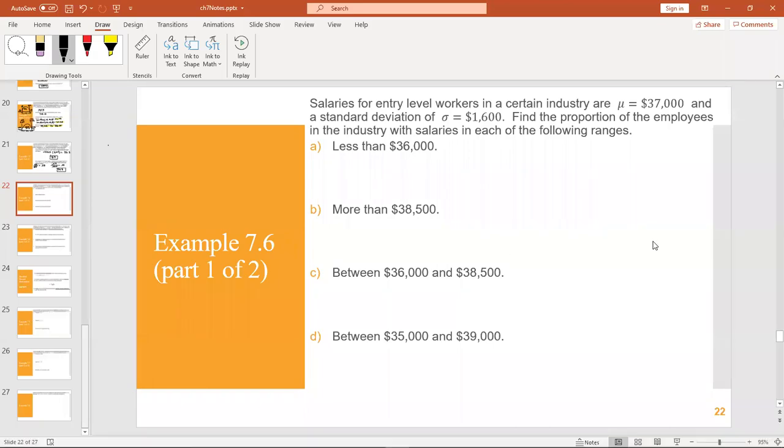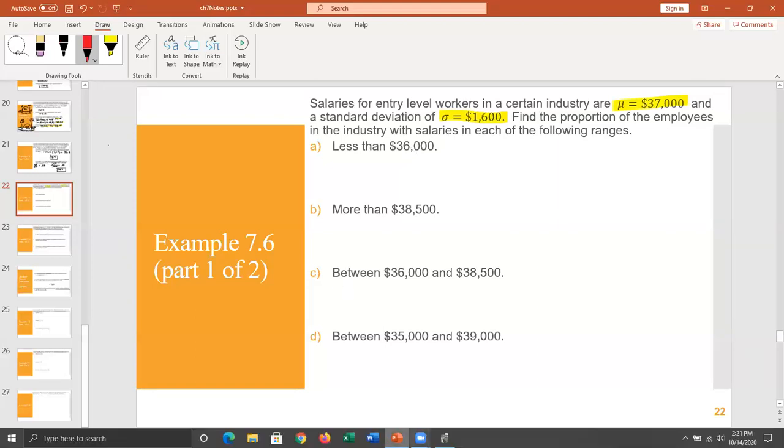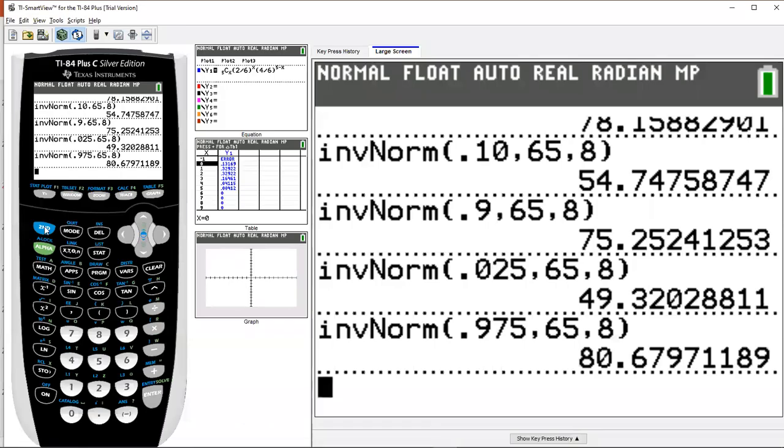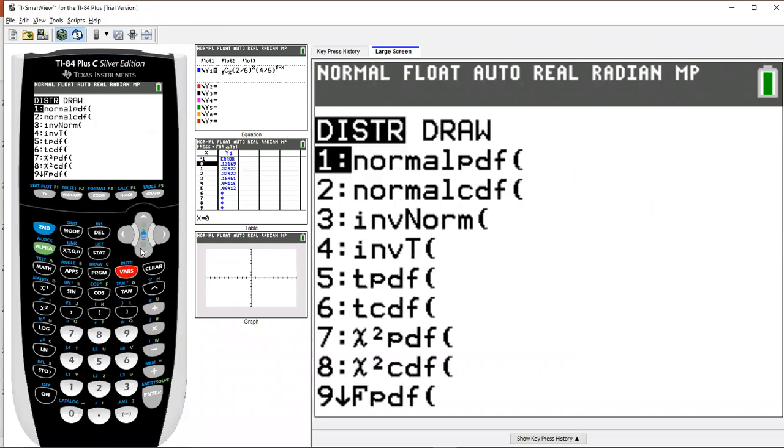Let's pick up with where we left off. So here we have a mean salary for entry-level workers. That's $37,000. The standard deviation is 1,600. And so we're going to find the proportion, or the probability, of people who have salaries within a particular range. So for less than 36,000, that means that 36,000 is going to be as high as it goes.